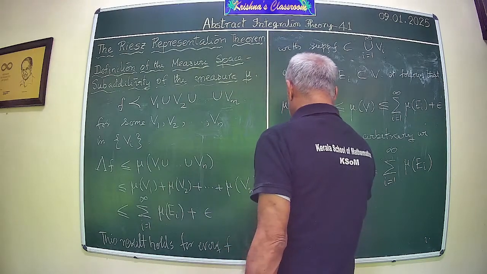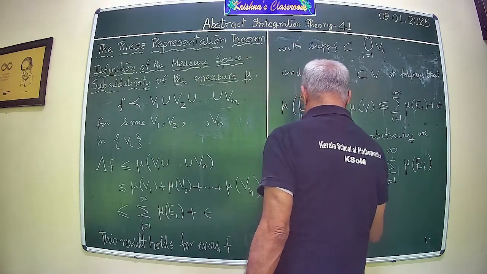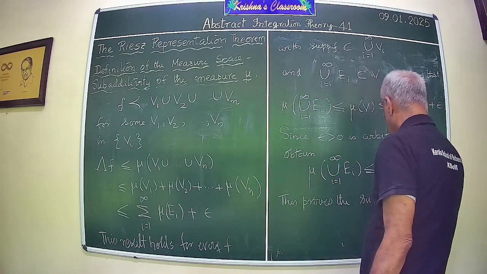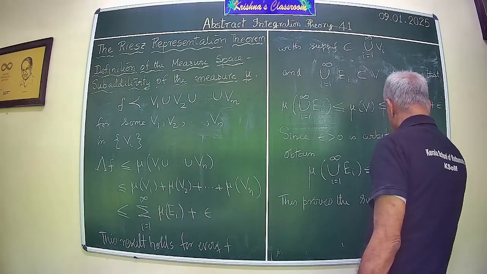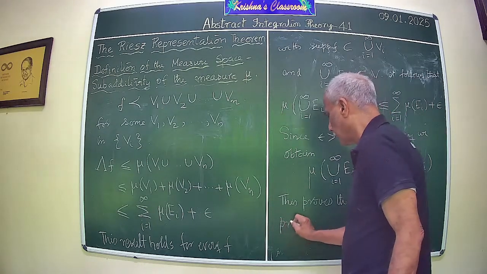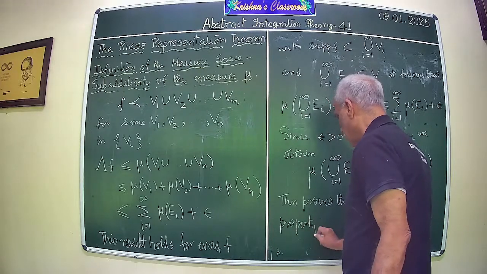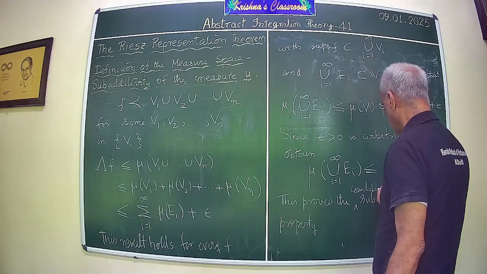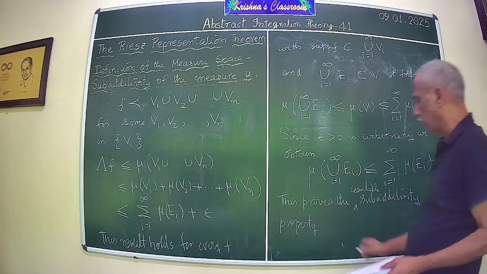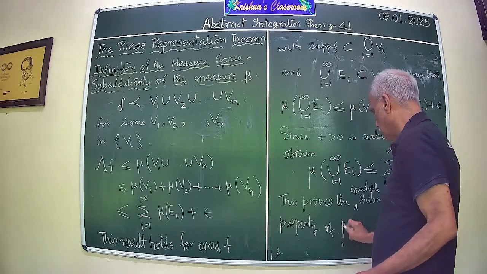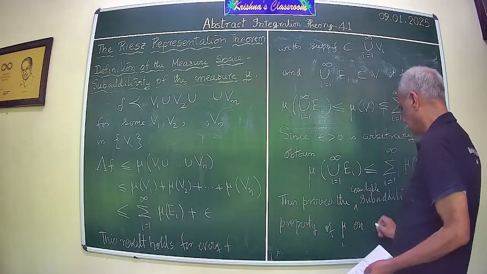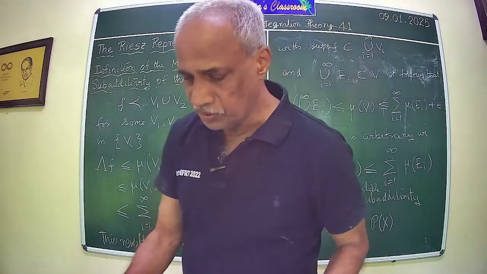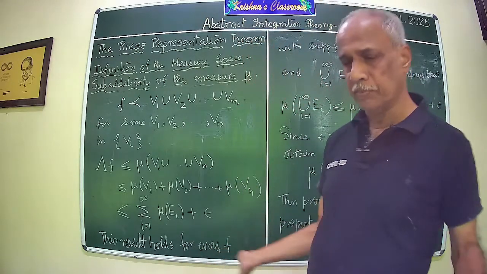This is the countable subadditivity property of mu on P(X). So that is what we wanted to do today. Okay? So we have completed the proof.